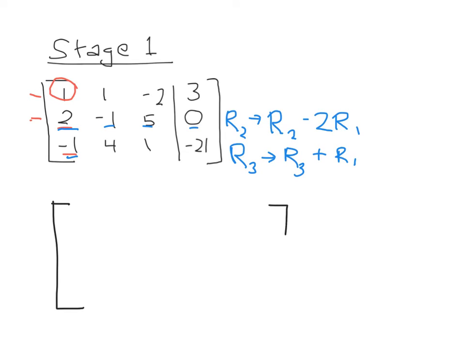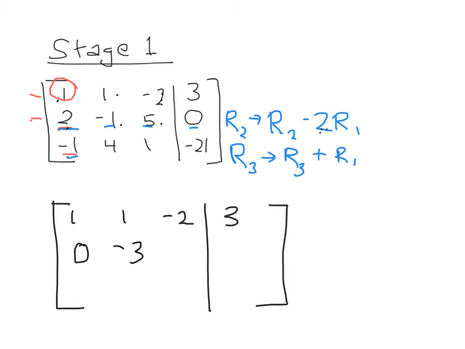Let's start with the row we're not changing, which is the first row. We'll write that one out just as is. We're using that one to change the others, but it will stay the same. Let's change the second row. We want row 2 minus 2 row 1. So 2 minus 2 gives us a 0. -1 minus 2 gives us a -3. 5 plus 4 gives us 9. 0 minus 6 gives us -6.